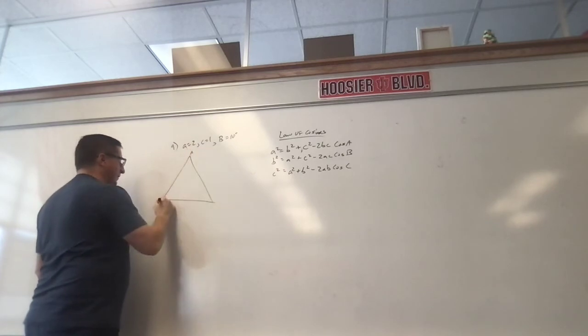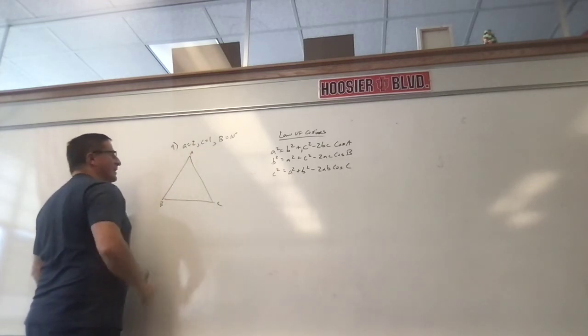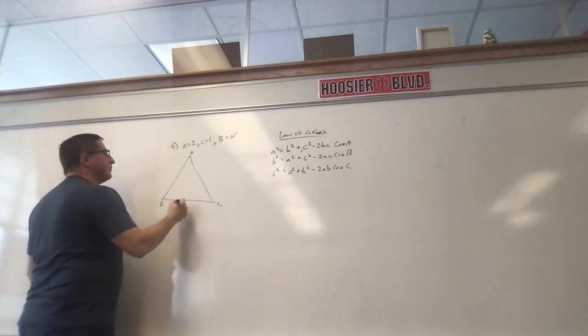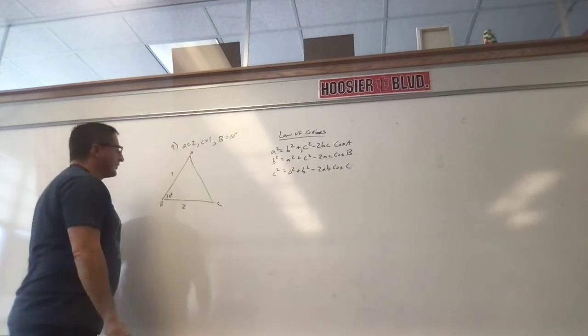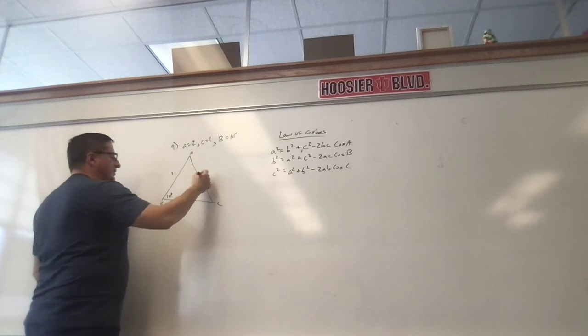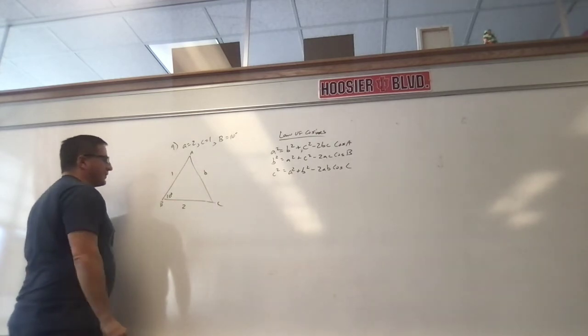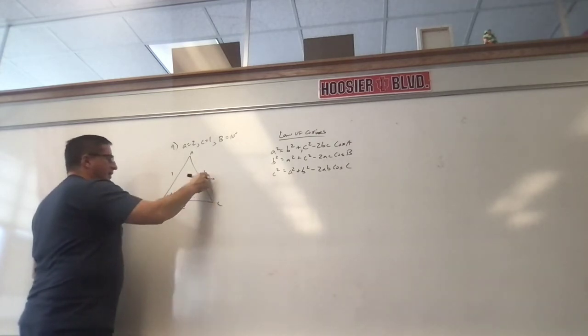Okay, capital A, capital B, excuse me, capital Z. So little a is 2, little c is 1, b is 10 degrees. Okay? So we've got to find capital A, capital C, and little b. Since we know angle B is 10 degrees, we're going to start off finding little b.